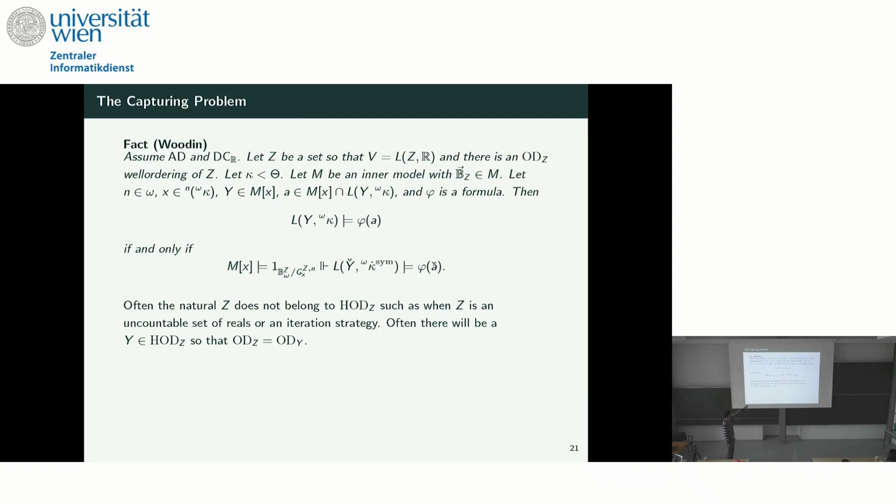That's important, because M is an inner model of HZ. So if y is not actually in HZ, there's no way that I can use that y in that second forcing statement.